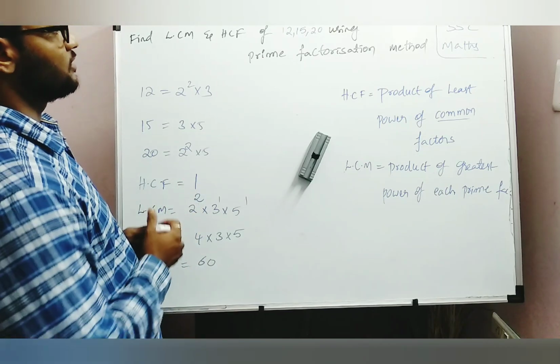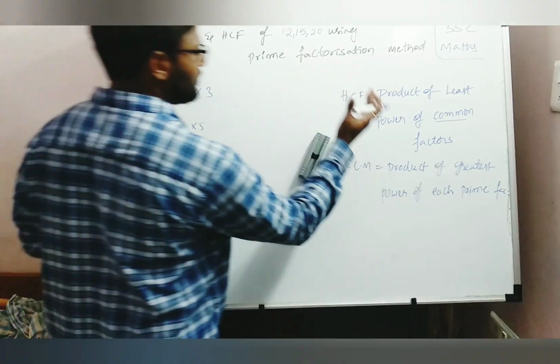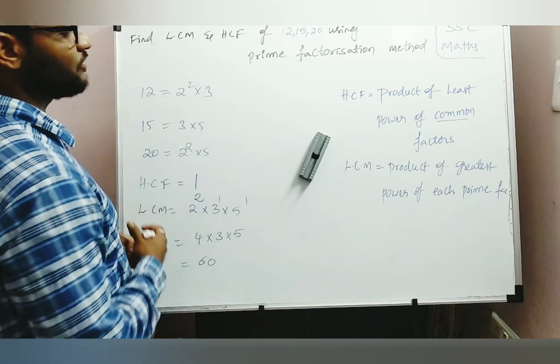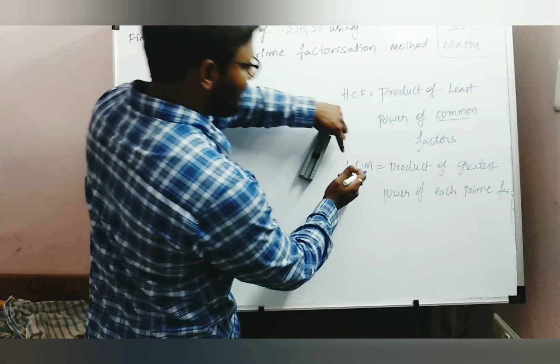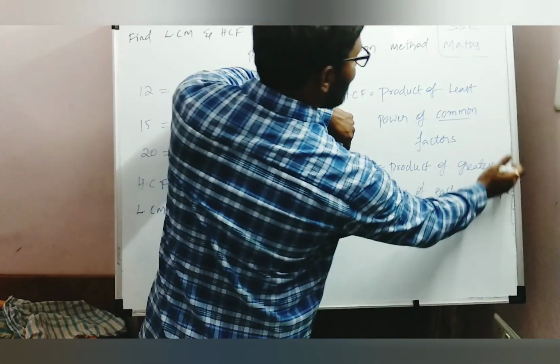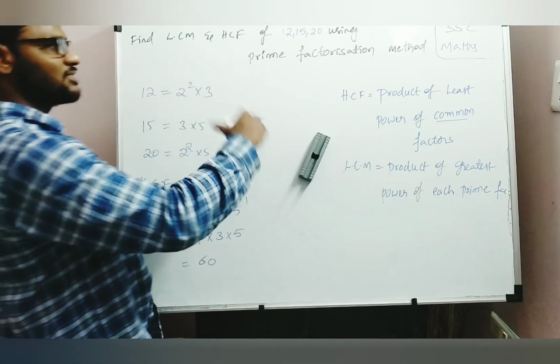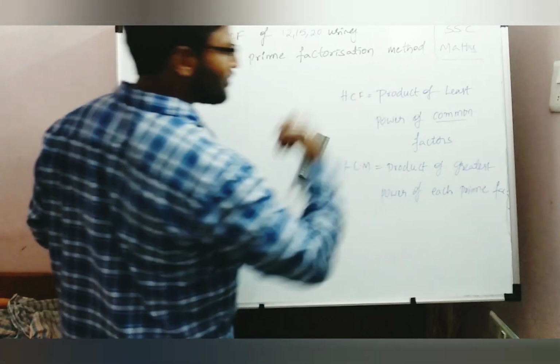Okay, it's very simple. First write the prime factorization form and remember this formula. For HCF, take only common factors with least power. See, highest common factor will take least power. Least common multiple will take greatest power. Remember, opposite. Okay, for highest take least. For least common multiple take greatest power.